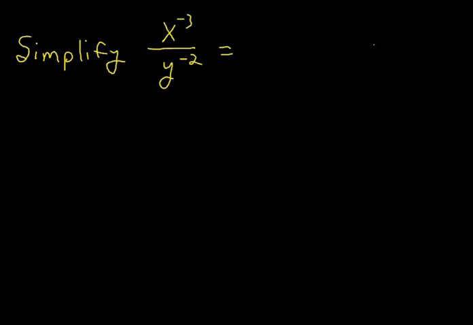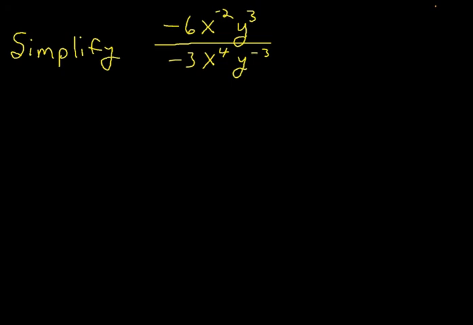Let's look at another one. I have x to the negative 3 divided by y to the negative 2. Now we saw in class that x to the negative 3 is really 1 over x cubed, and 1 over y to the negative 2 is actually y squared. So as a shortcut, I'm going to take this x to the negative 3 that's in the numerator and move it to the denominator as x to the positive 3. And I'm going to take the y to the negative 2 that is in the denominator and move it to the numerator as y to the positive 2. Now I don't have any negative exponents, so I'm through with the problem.